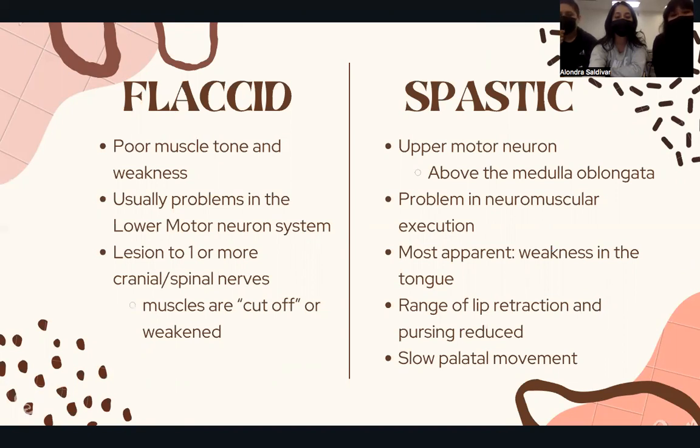Whereas with spastic, it occurs in the upper motor neurons, so above the medulla oblongata, problems in the neuromuscular execution, and it's most apparent in weaknesses in the tongue. Also, the range of lip retraction is reduced, and there's also slow palatal movement.